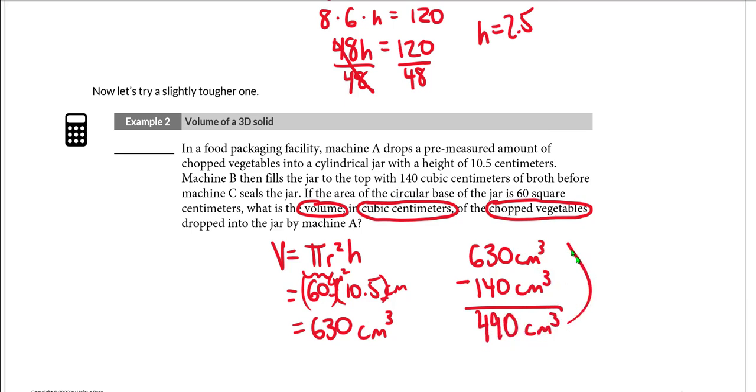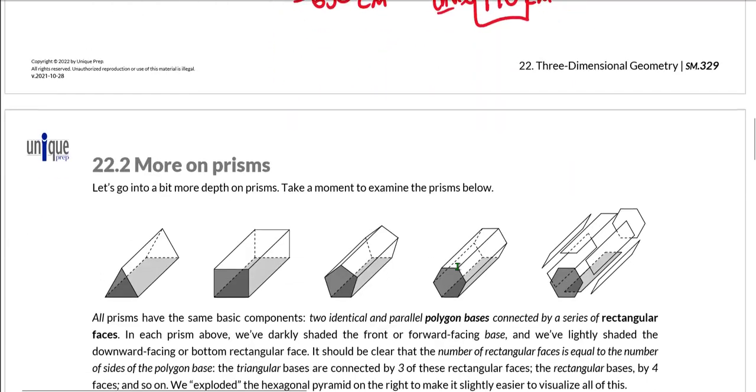Let's make sure that's what they were asking. So again, this was the total. This was the broth, and the broth plus the chopped vegetables should equal the total. So 140 and 490 equals 630. So there we go. Yes, that 490 is the volume of the chopped vegetables.